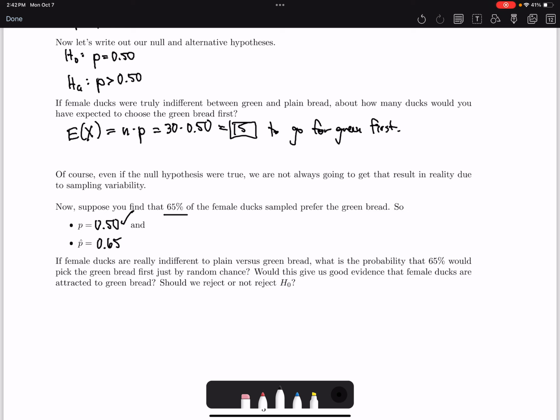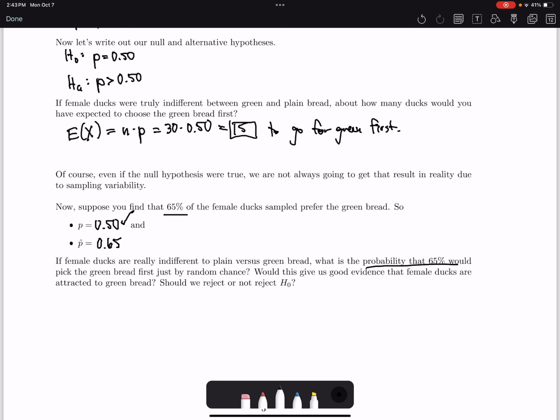Because it is possible. It is possible that we're getting 65%, even though ducks really don't have a preference, but it's just by random chance that it happens to be the case that in our sample, 65% of them went for the green bread first. But what's the probability of that happening? What is the probability that 65% would pick the green bread first just by random chance? And would this give us good evidence that female ducks are attracted to green bread?